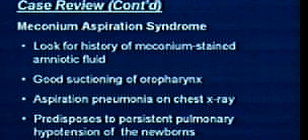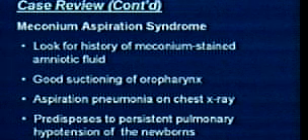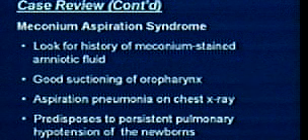Now let's look at some of the other differential diagnoses that we had. One was meconium aspiration syndrome. What did we say we needed to be thinking about or considering for meconium aspiration syndrome? Well, first of all, you'd have meconium in the amniotic fluid. It would be brownish in color or greenish. Might look like pea soup. Could be thick or thin.